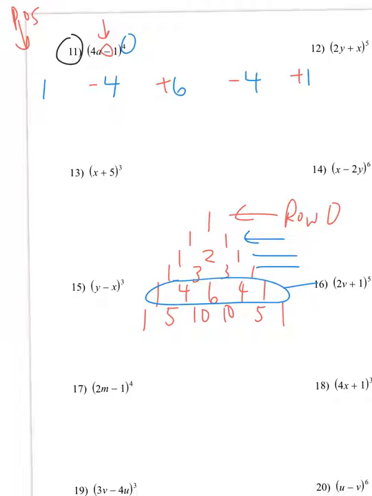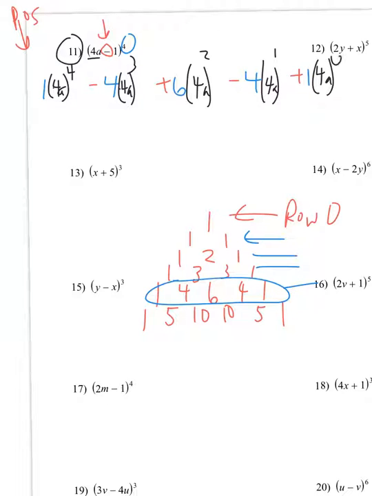Now I go to my first term, which is 4a. So I come right here, and I'm going to write 4a. And when there's a number and a variable, I like to put it in parentheses. And we start with the first term, we start with the power of 4. Then on this one, I'm going to have my 4a to the third power. On this one, I'm going to have my 4a to the second power. This one's going to be 4a to the first, and then 4a to the 0. Okay? Now we go to the second term.